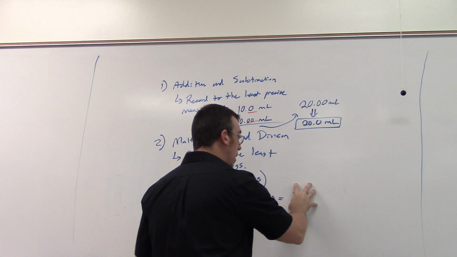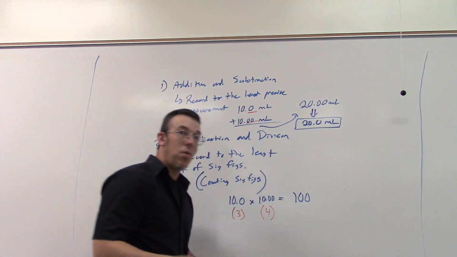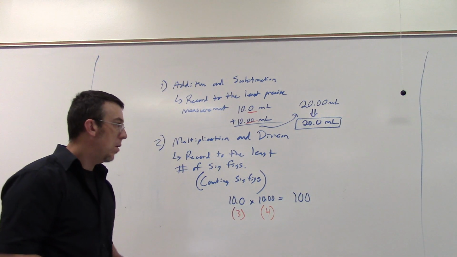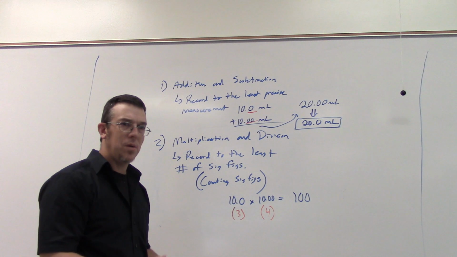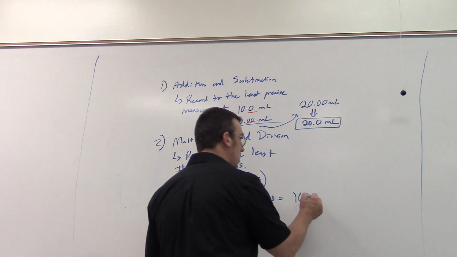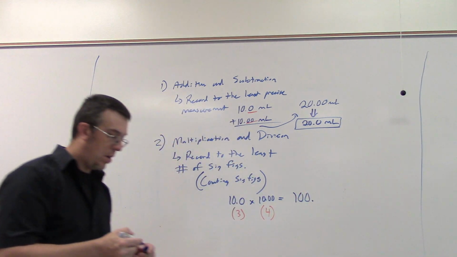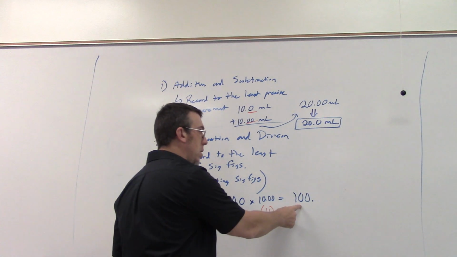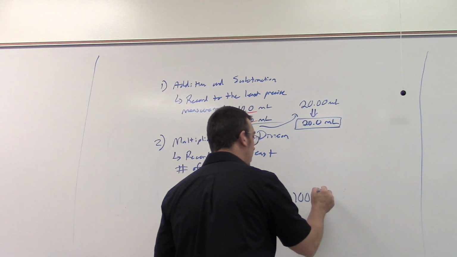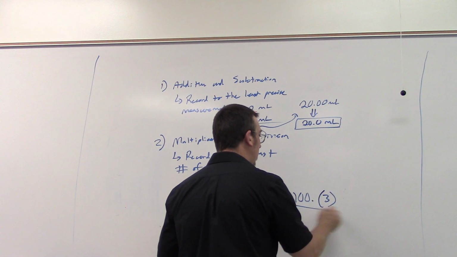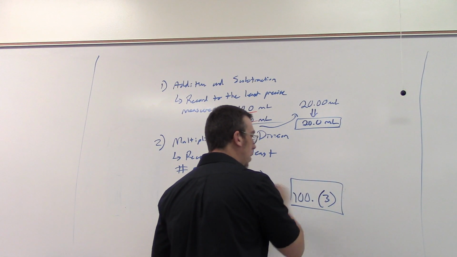Now when I look at the answer here, I see that I've written it down as 100. Okay, 100 is only one significant figure because there is no decimal place. So I can simply just put a decimal place there. Now what that does is that allows the zeros to count. So now you have a total of 3 sig figs in your final answer, and that would be your answer for this particular case.